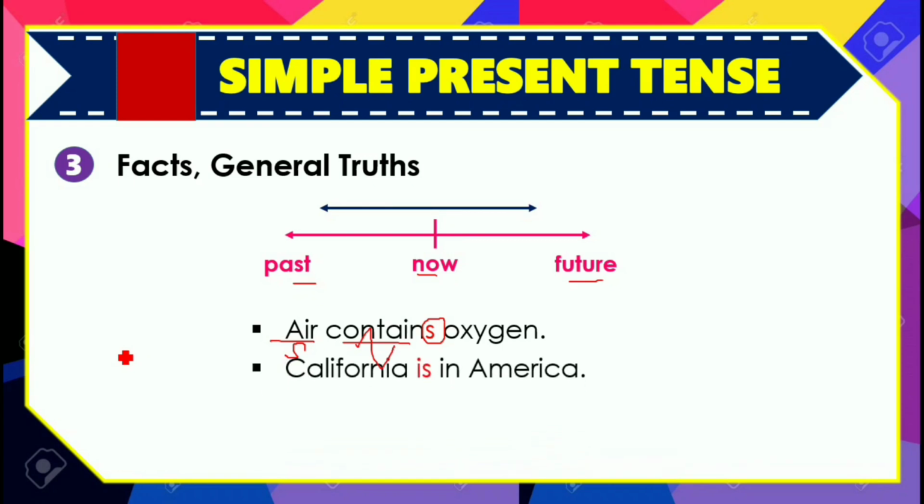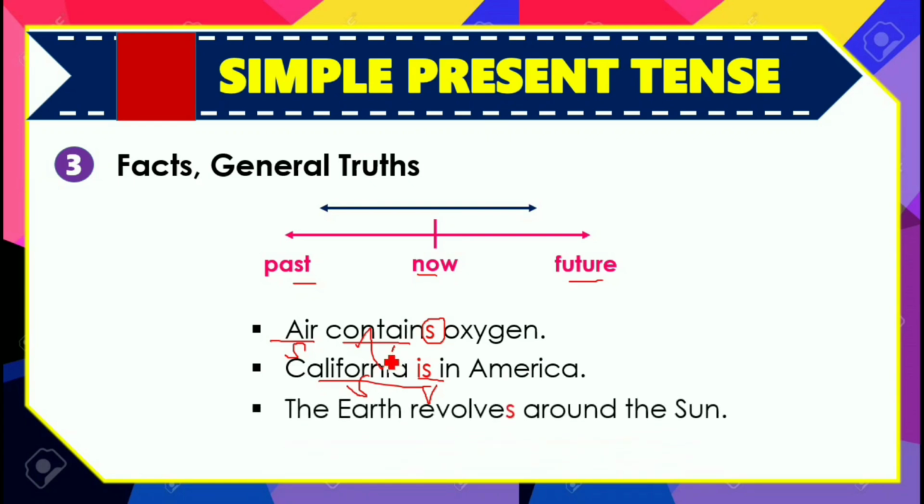Another example, California is in America. Is it a fact? Yes. So it's not correct to say California was in America. Our subject is California and our verb is. Singular subject and singular verb.